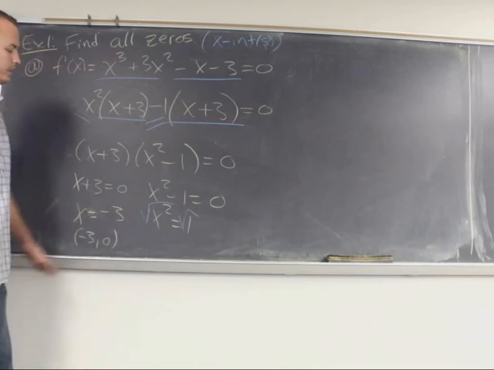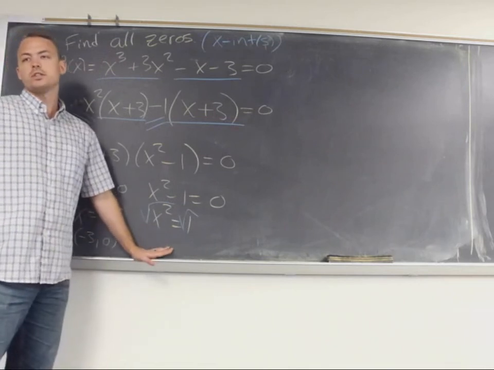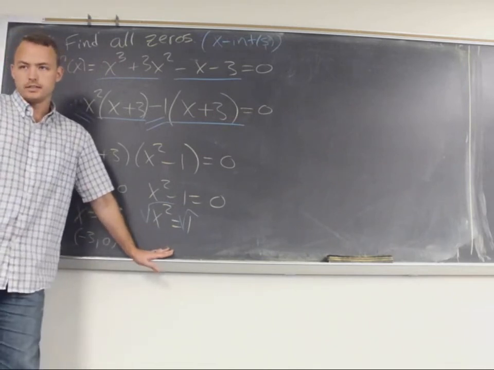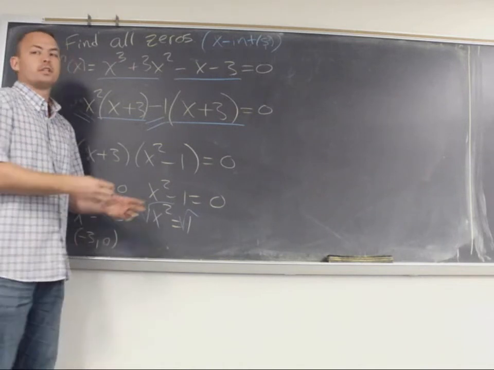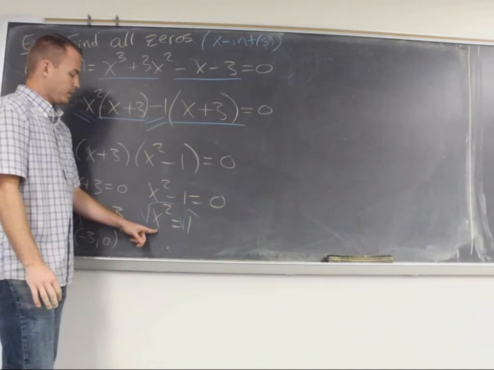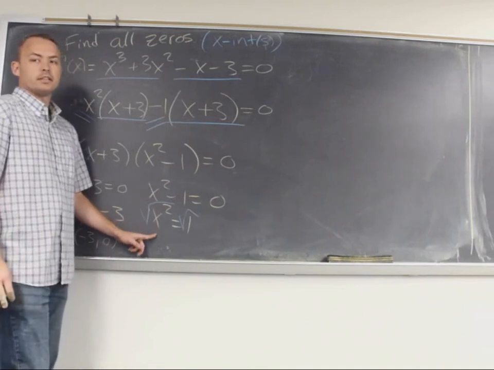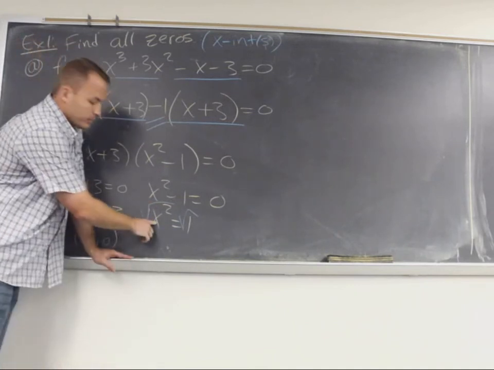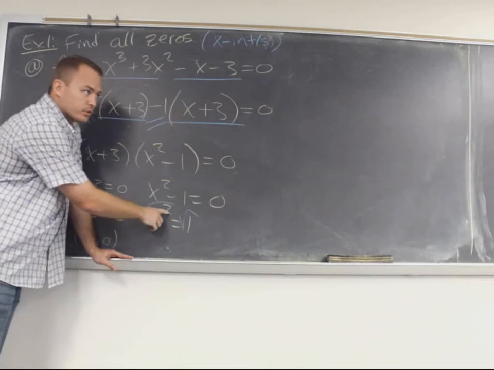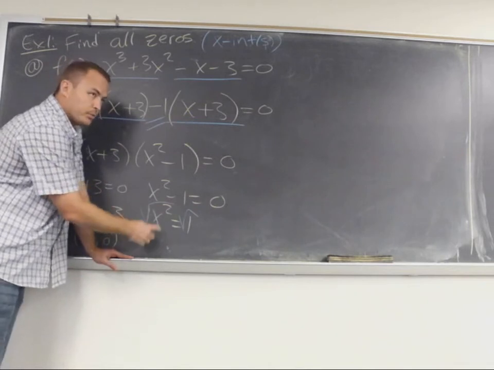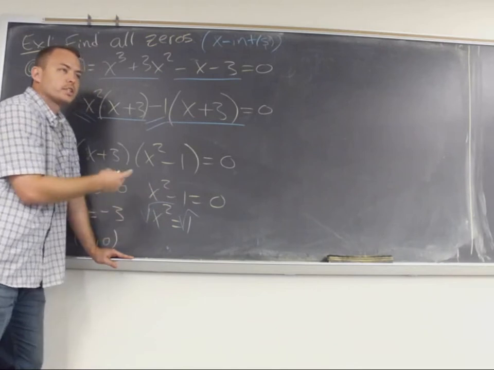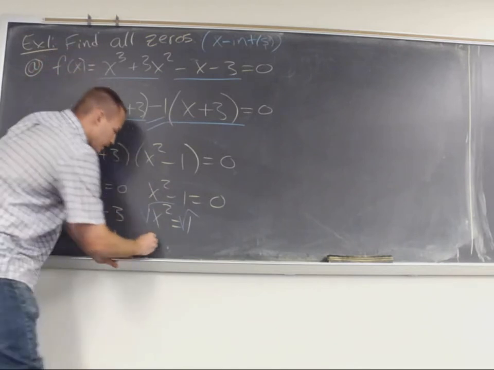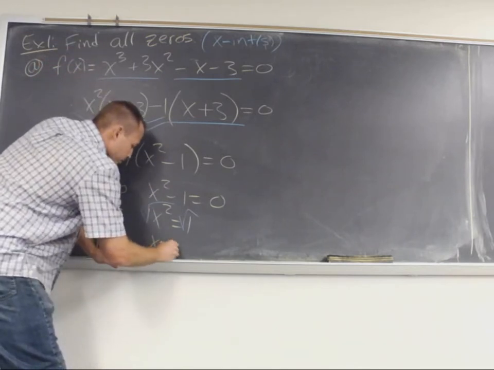And you get not x equals 1, but x equals plus or minus 1. Remember, when you introduce a square root, you always have to account for the plus or minus. Because if you plug in 1 for x squared, you get 1. If you plug in negative 1, x squared is negative 1 times negative 1, which is still positive 1. So x is equal to plus or minus 1.